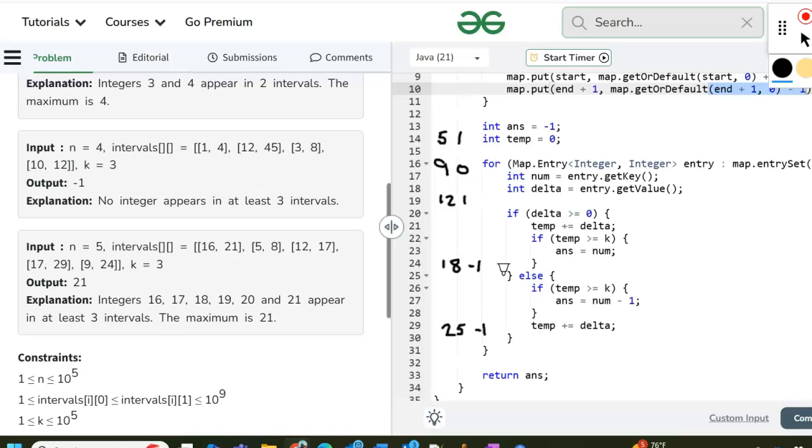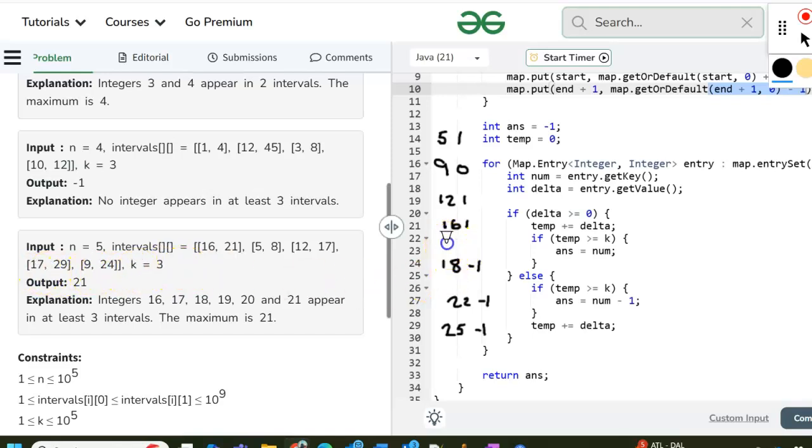So 16 is the start of the interval, and 21, so we'll go 22, which is one past the end of the interval. How many numbers do we have here? 1, 2, 3, 4, 5, 6, 7. We hit 9 twice, so I think there's only one more interval. What is the last interval? The last interval is 17 to 29.